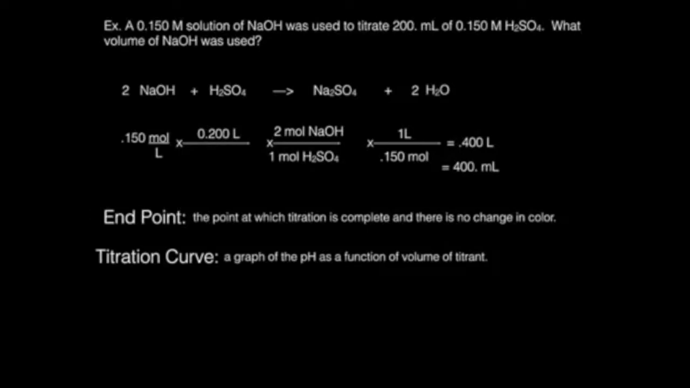So your titrant is what you are adding to either your acid or your base. For example, in the example problem up above, in all likelihood, the 0.150 molar NaOH was your titrant, and you would have added that in a lab to the sulfuric acid. We'll get lots of practice with titrations, but first let's look at some of the graphs.